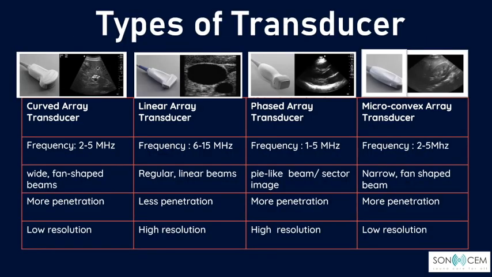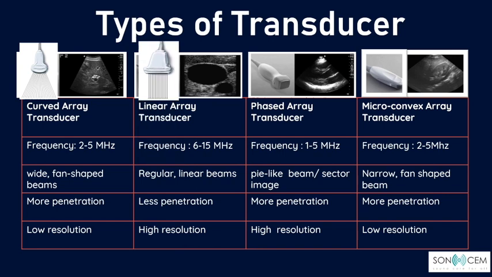There are four common transducers. They are curved array, linear array, phased array, and microconvex array transducers. The curved array transducer has a low frequency of 2 to 5 MHz and it produces a wide fan-shaped beam. This beam has high penetration but low resolution. The linear array transducer has a higher frequency of 6 to 15 MHz and this produces a regular linear beam which has good resolution but poor penetration.